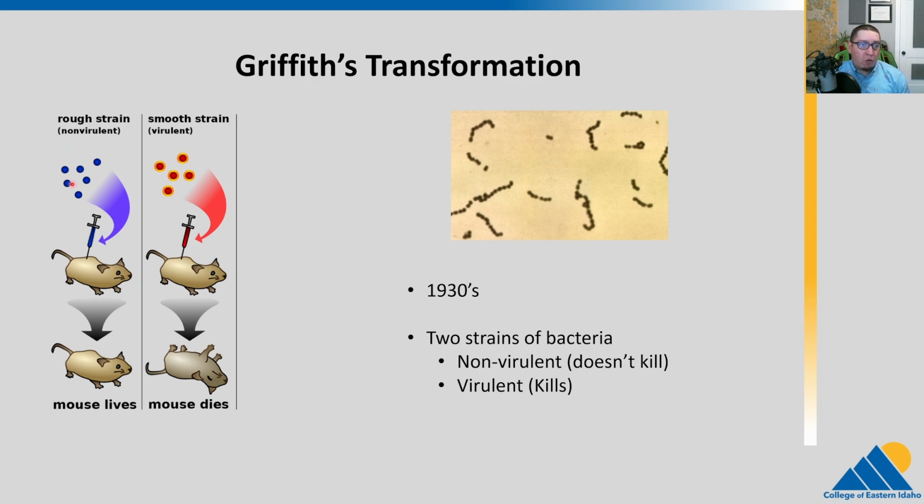One called the rough strain is not virulent. If you inject it into a mouse, nothing happens. The mouse lives. There's another strain of this bacteria called the virulent strain, the smooth strain because it looks smooth under a microscope, and when you inject it into the mouse, the mouse dies. Okay, interesting. We know that there are virulent bacteria that can kill mice, and by extension people. Not a super interesting experiment. They're different. The question that is interesting here is what makes them different.